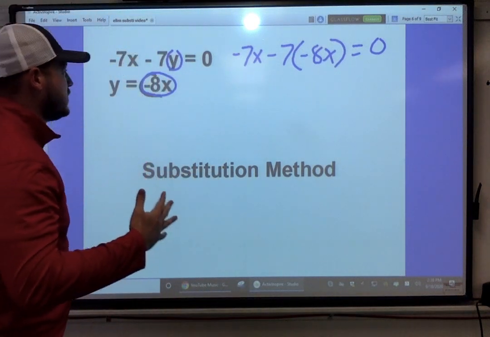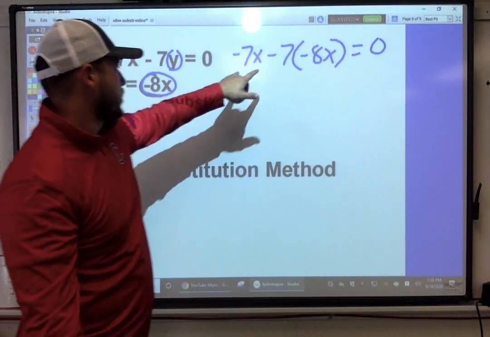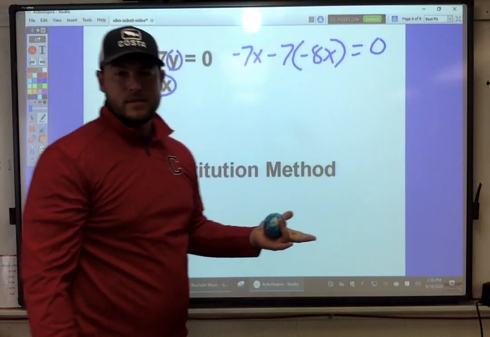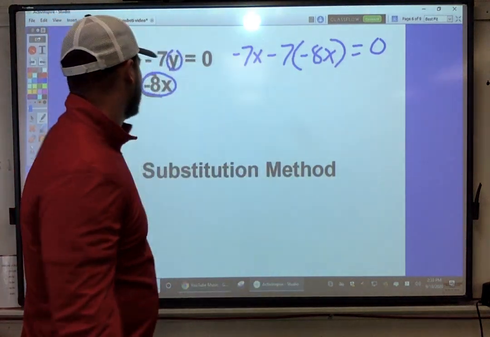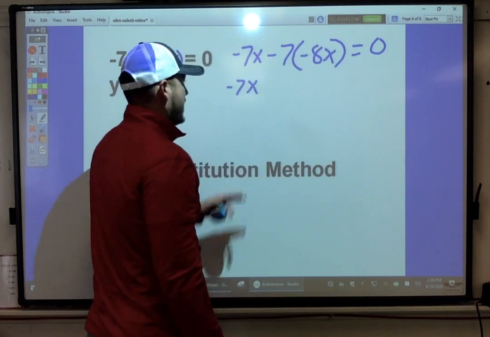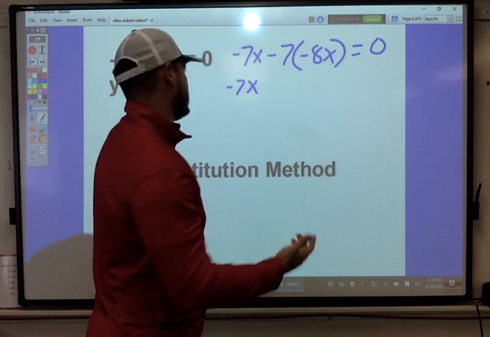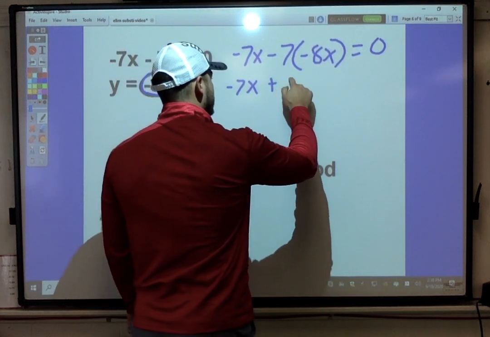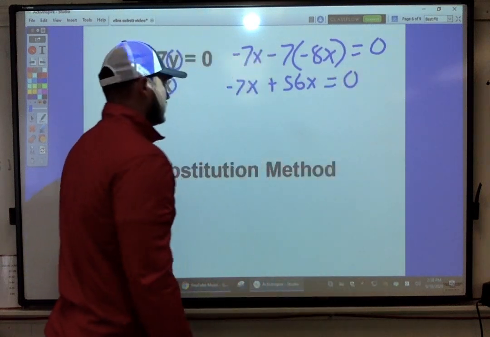Now, if you notice, we don't have 2 separate variables. We just have one variable, x. It's going to make it a lot easier to deal with. So let's clean up this problem a little bit. I'm going to rewrite my negative 7x. And then I've got negative 7 times negative 8x. 8 times 7 is 56. That becomes a positive 56x, and it's equal to 0.